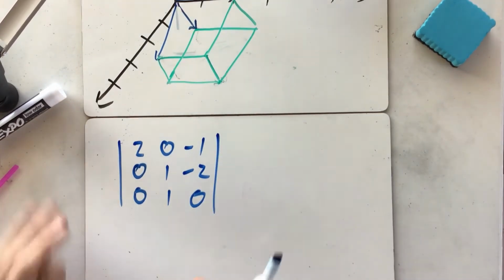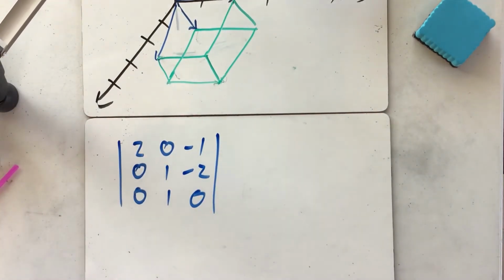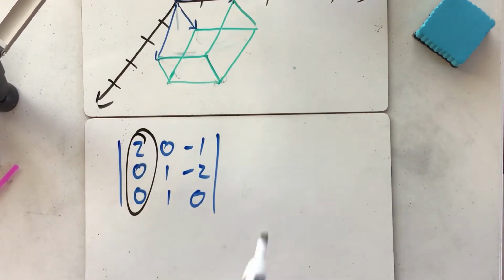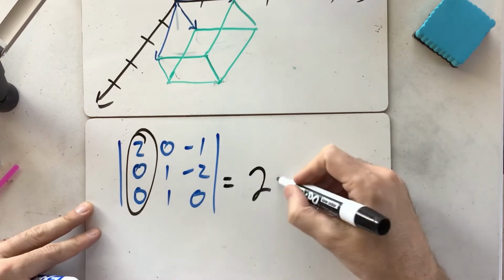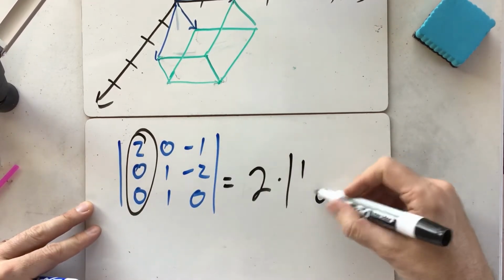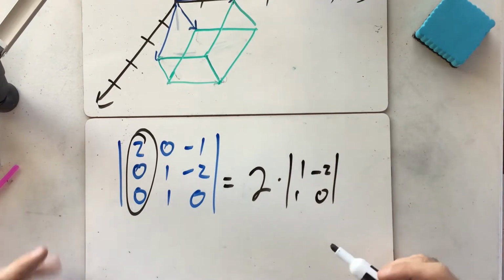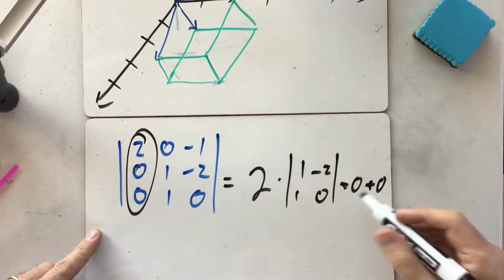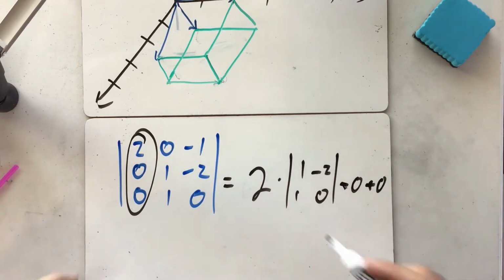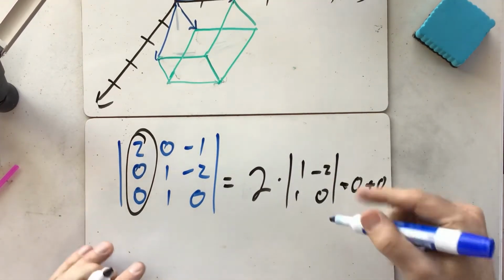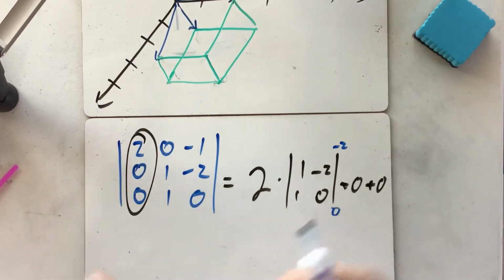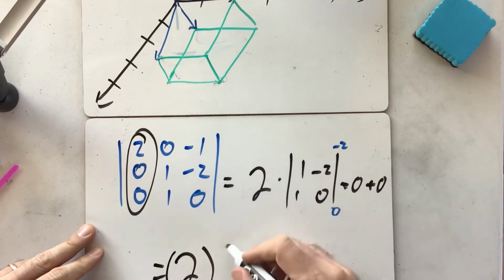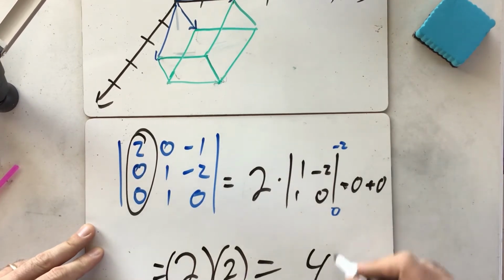And this ends up being not too bad of a determinant, because if I just look at this first column, I can see that determinant showing up right away. So the determinant is 2 times the determinant of 1, 0, 1, -2, and then minus 0, plus 0, and it doesn't matter because you're multiplying by 0. This determinant now, we get 0 on this diagonal and -2 on this diagonal. So it looks like our answer is 2 times another 2. So it looks like 4 is the volume.